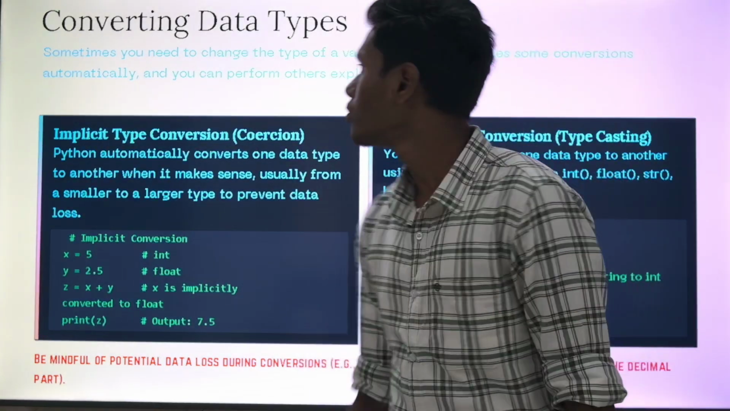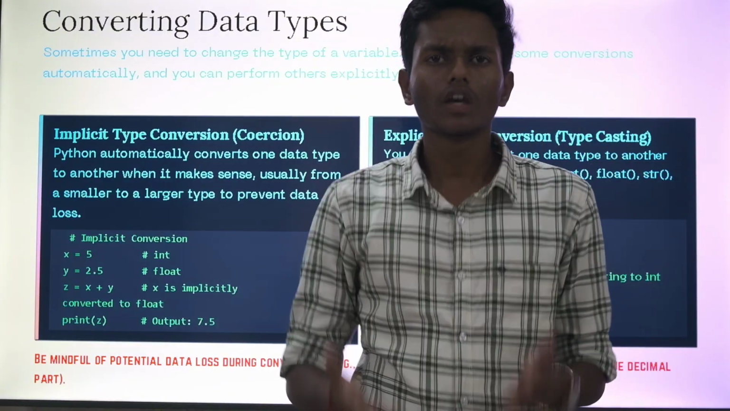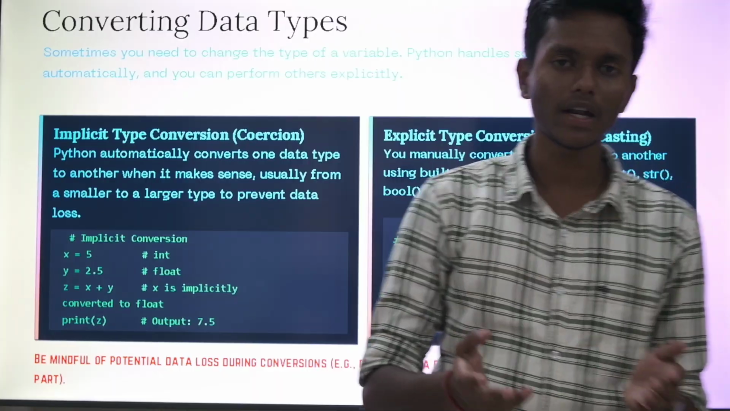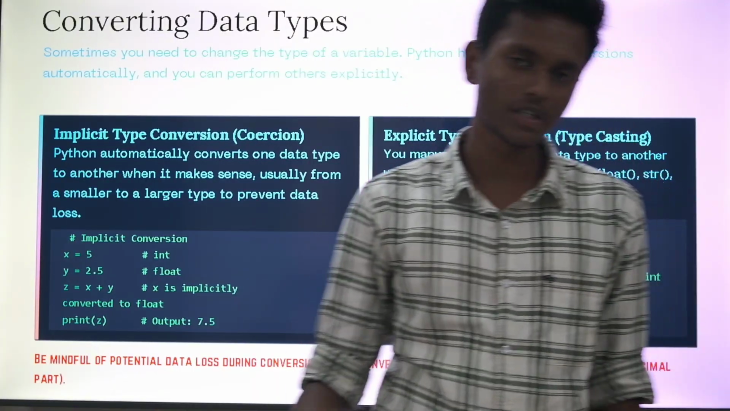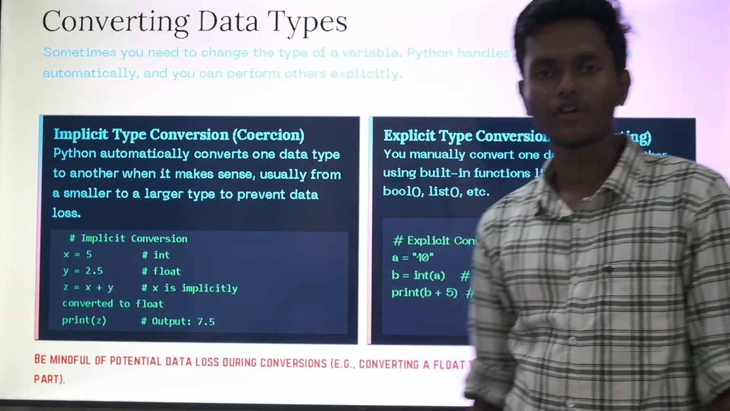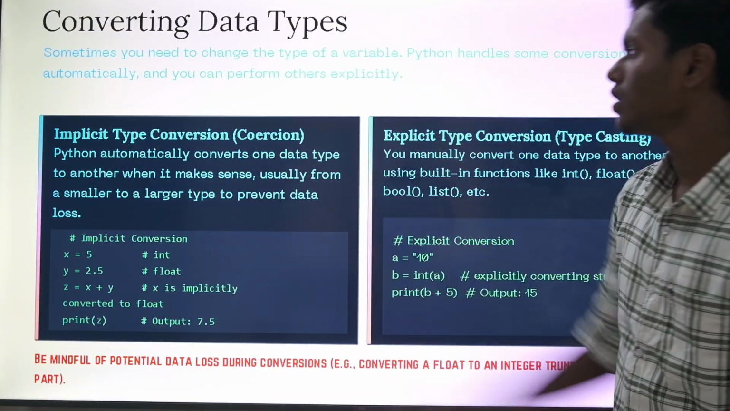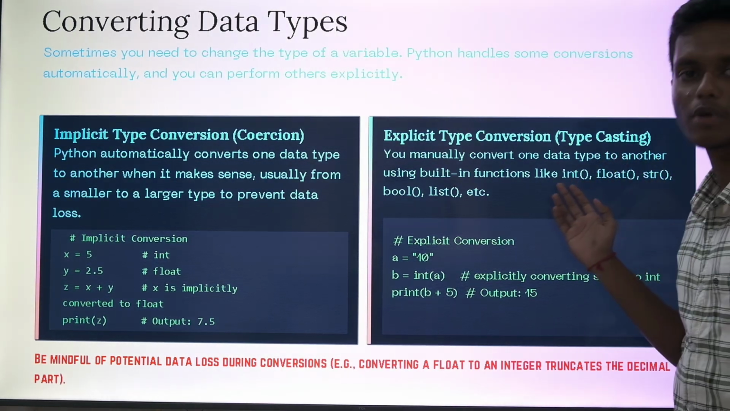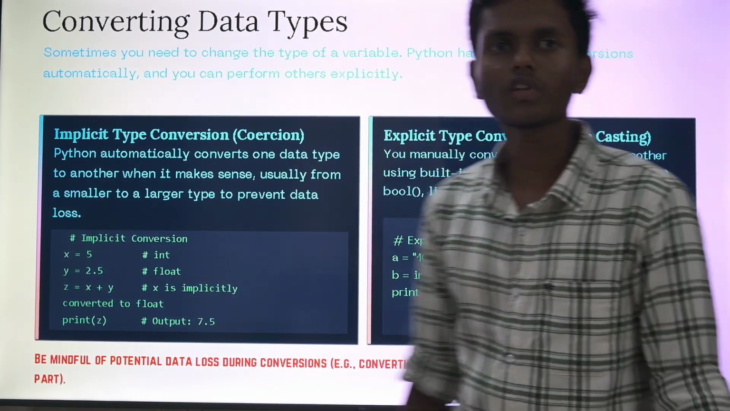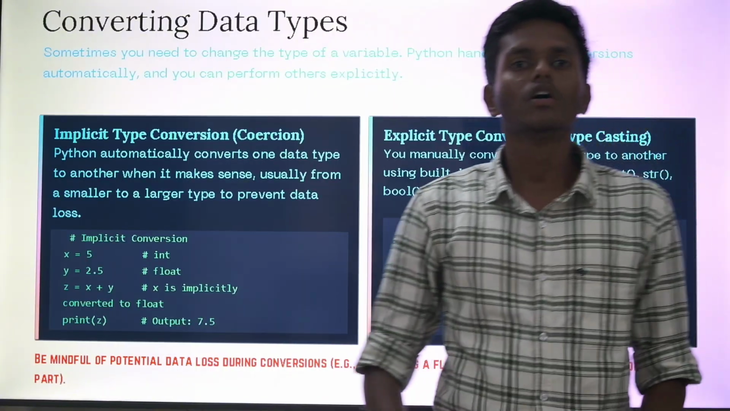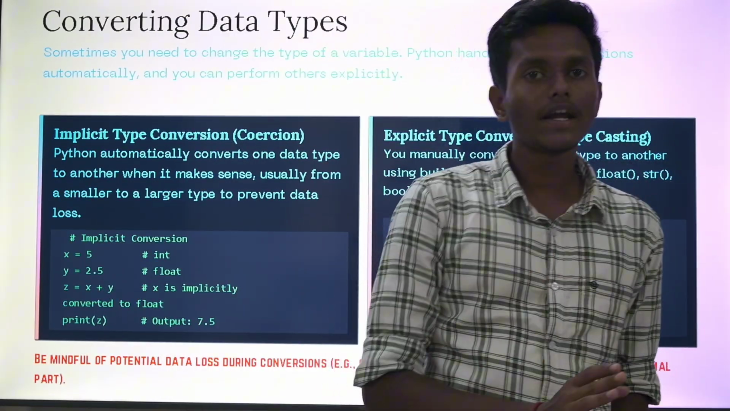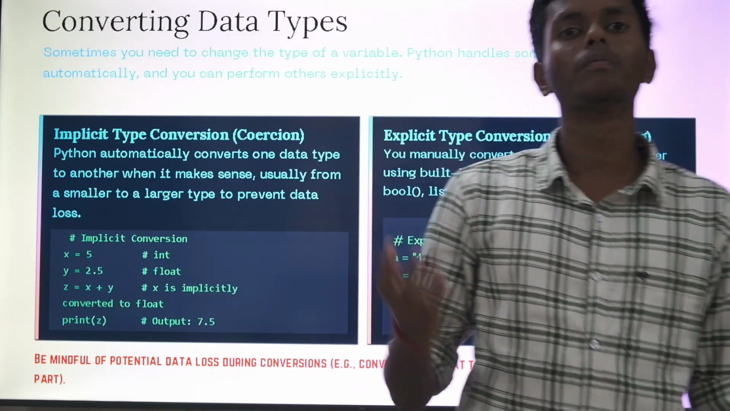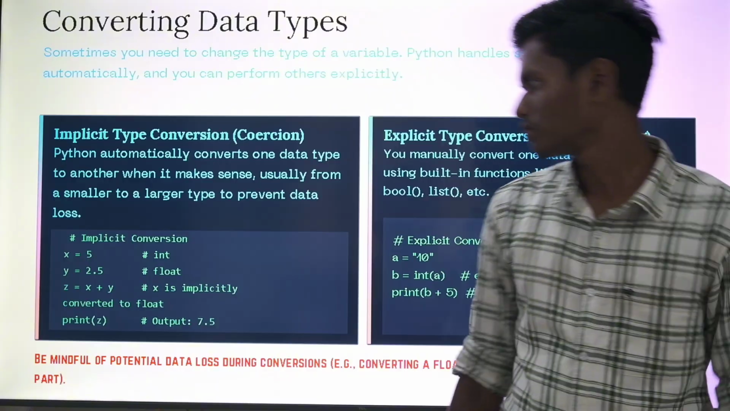So next we will see about converting data types. Sometimes you need to change the type of a variable. Python handles some conversions automatically and you can perform others explicitly. There are two types of data conversions: implicit type conversion, also known as coercion, and explicit type conversion, also known as typecasting. Implicit type conversion: Python automatically converts from one data type to another when it makes sense, usually from a smaller to a larger type to prevent loss.